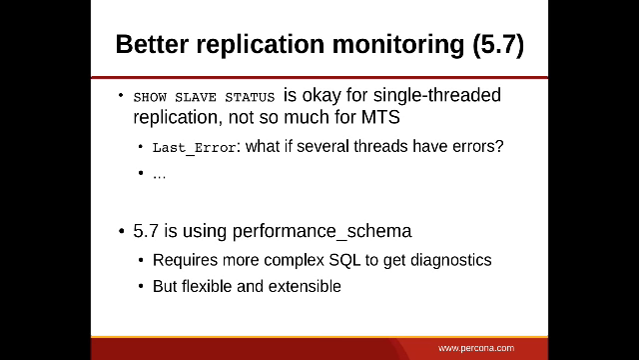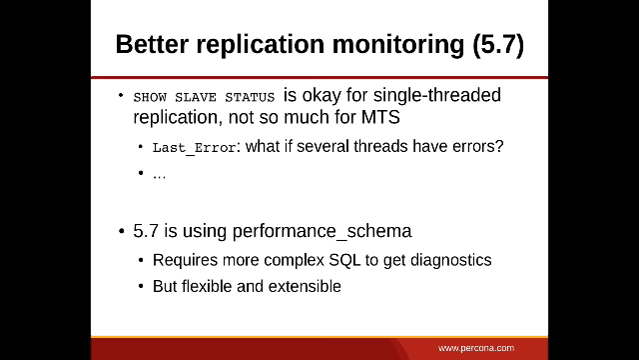You won't be able to see that in show slave status. So in an effort to overcome all these issues, 5.7 is now using performance schema for replication monitoring. The good thing is that this opens the door to a lot of new and exciting things, like you can run real select queries on performance schema. You can have much more granularity in your monitoring, so that's good.